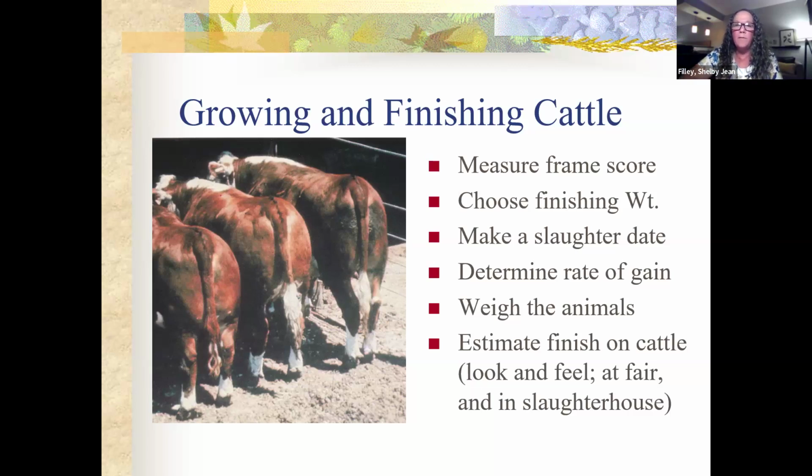And then you're going to have to be good at estimating the finish on the cattle. You need to look at them. You need to feel them. There's some really cool websites with how to know your animal's finished.